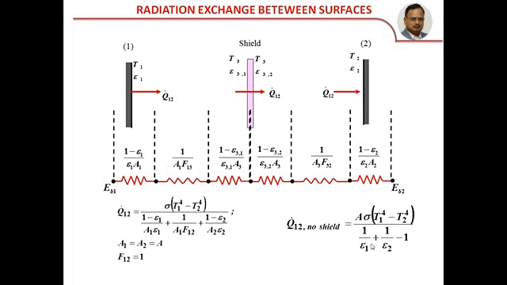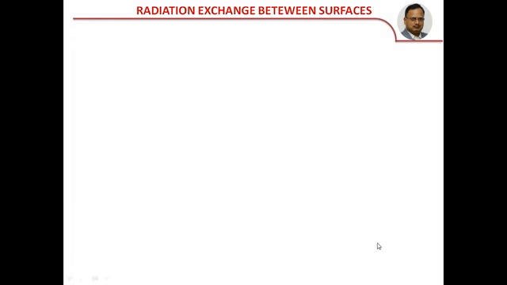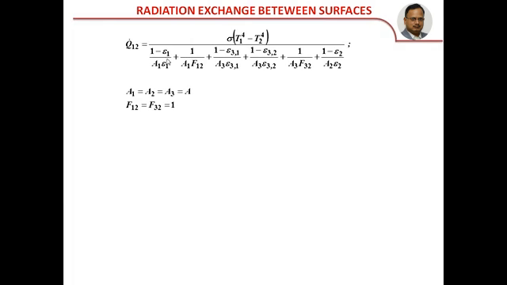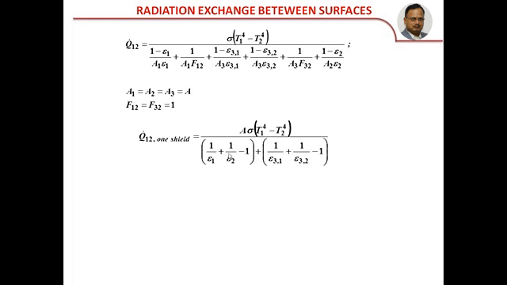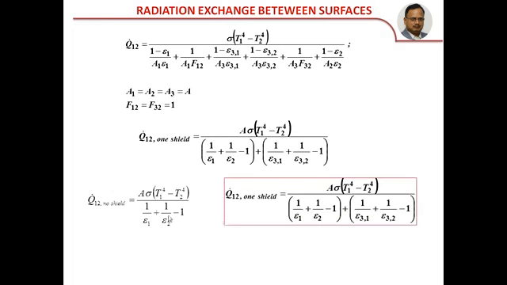So Q12 without shield is sigma A (T1^4 minus T2^4) divided by (1/epsilon1 plus 1/epsilon2 minus 1). Whereas with the shield, you can see there are 6 terms, and it reduces to 1/epsilon1 plus 1/epsilon2 minus 1 plus 1/epsilon3,1 plus 1/epsilon3,2 minus 1, that is, 3 is the shield, with faces 1 and 2.